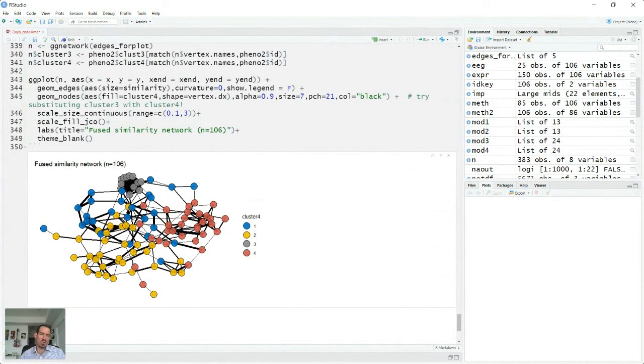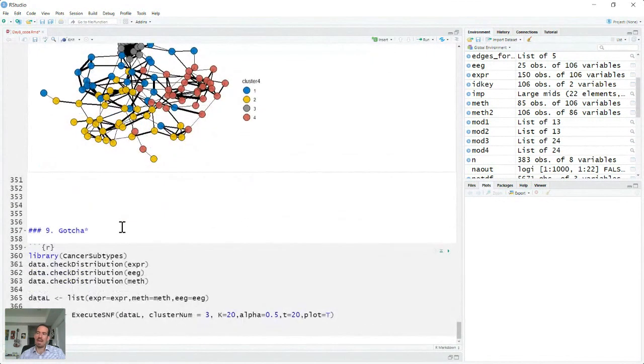The thickness of these lines represents the similarity between observations, and you can kind of see the overlap between the remaining clusters, right? 1 and 4 and 2. So this is a 2-dimensional representation, network representation of this multidimensional kind of scaled network. And the gotcha, which isn't really a gotcha, someone has gone and developed a package that integrates not just SNF, but several of those other multidimensional, multi-omics approaches.